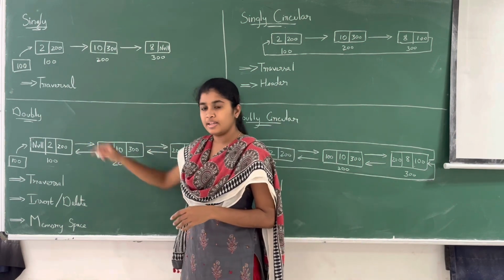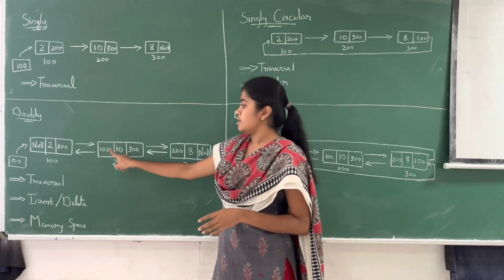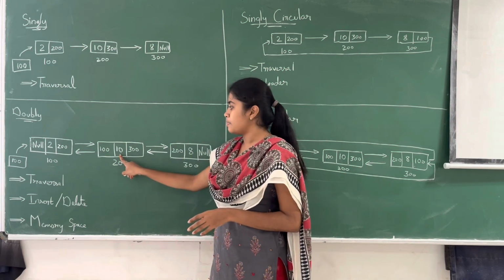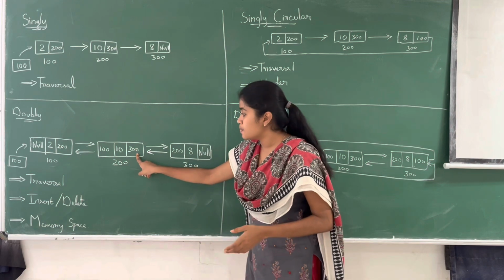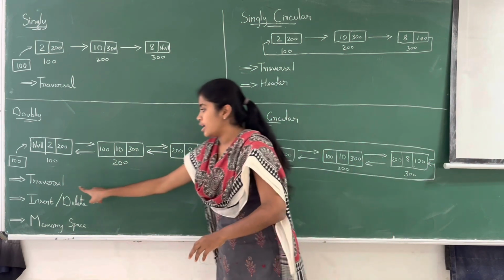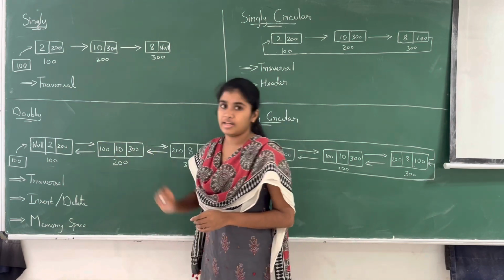Traversal. Traversal takes place only in the forward direction. Next is the doubly linked list. In a doubly linked list, a node takes 3 parts. The first part contains the address of the previous node. The second part, the data part, contains the element that we are storing. And the third part contains the address of the last node. Traversal. Traversal happens both in the forward and in the backward direction.